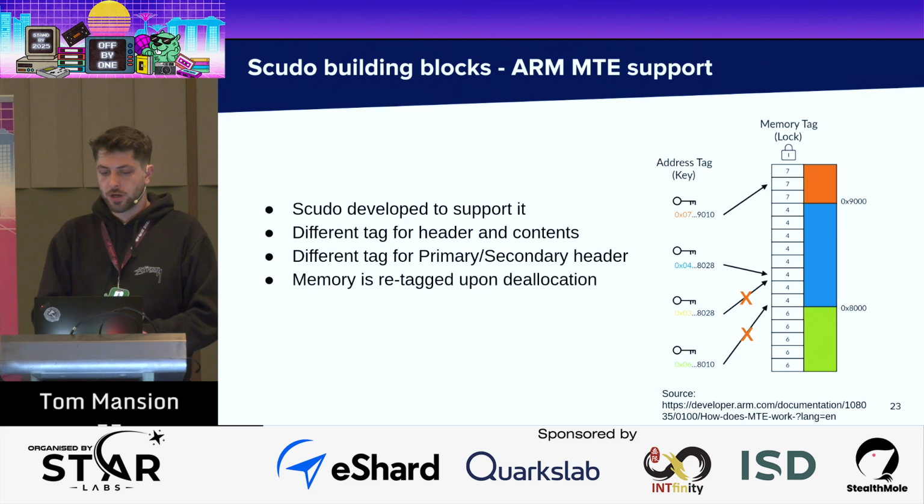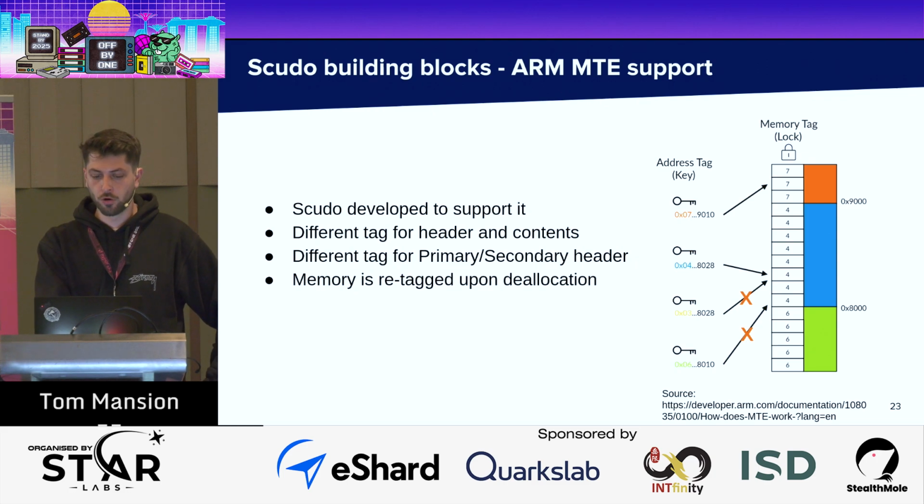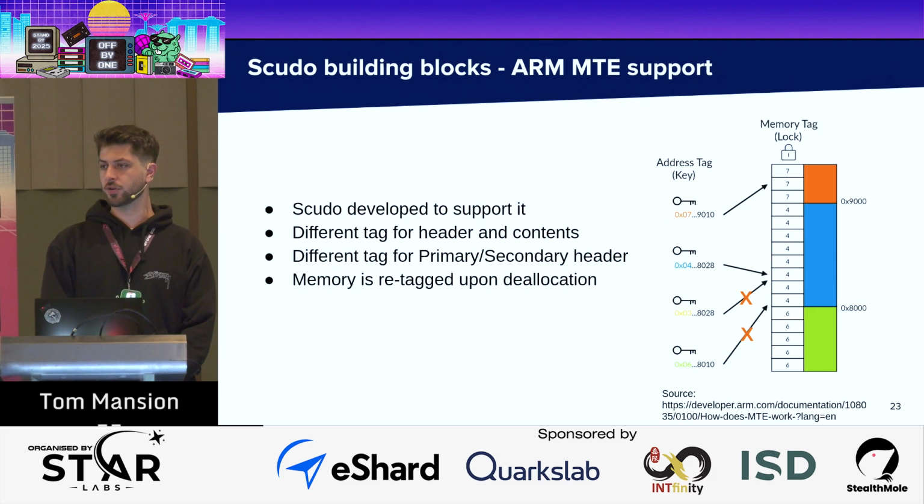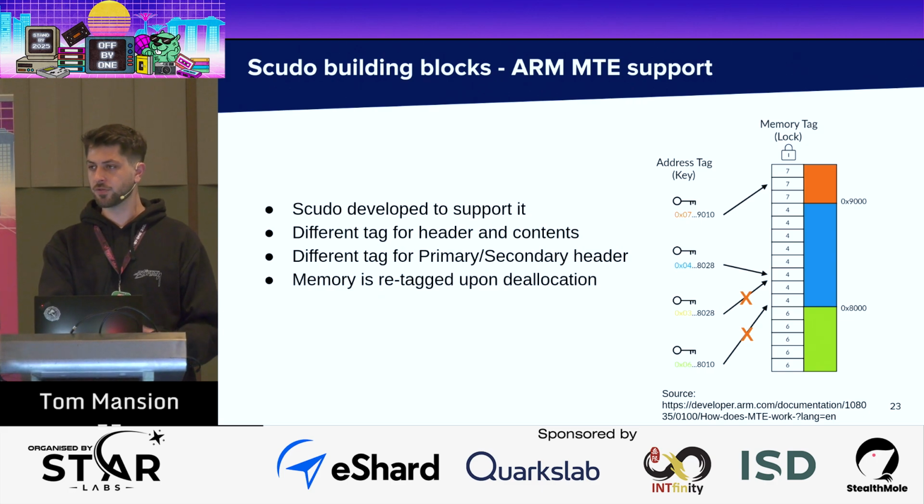So basically, if you have a vulnerability that lets you do a buffer overflow from the orange chunk here into the blue chunk, you're going to use this orange tagged pointer, right, to write into this buffer. And so as soon as you try to write into the next buffer that has a different tag, the mismatch is detected and the program is aborted.